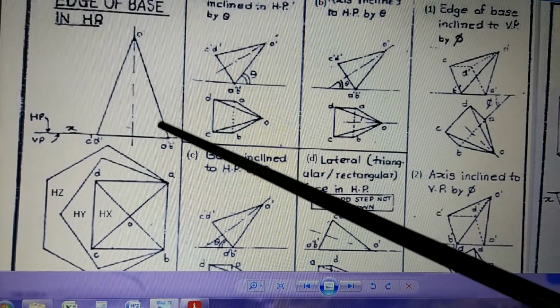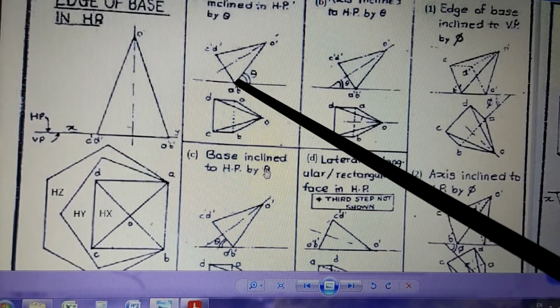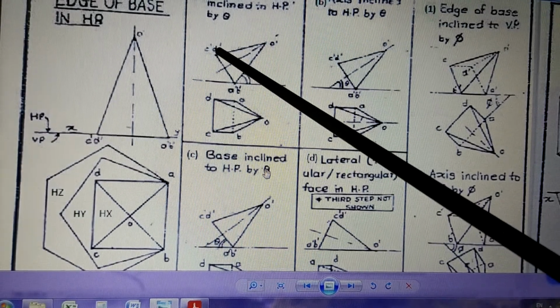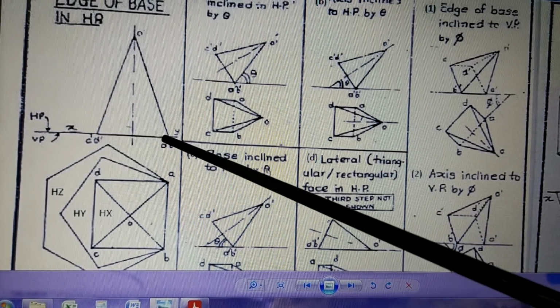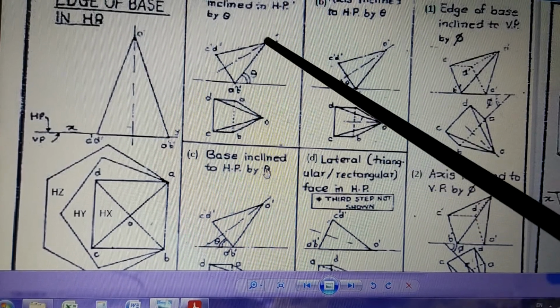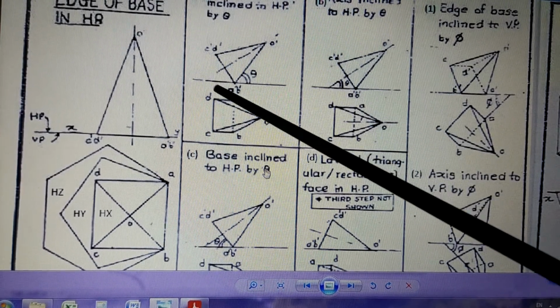Now when you tilt it, what happens? A dash, B dash is still here, it is still touching the XY line, and C dash, D dash is here. It's the same distance that is here. Then O dash has come here. So this is a revised position of the front view. This is a new position of the front view.